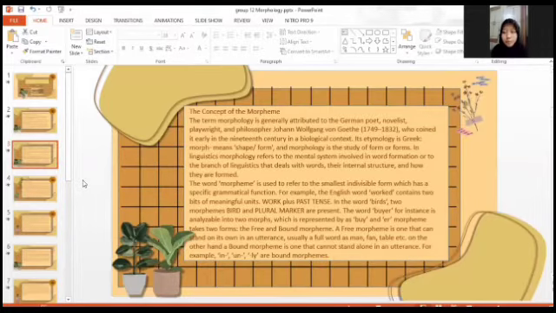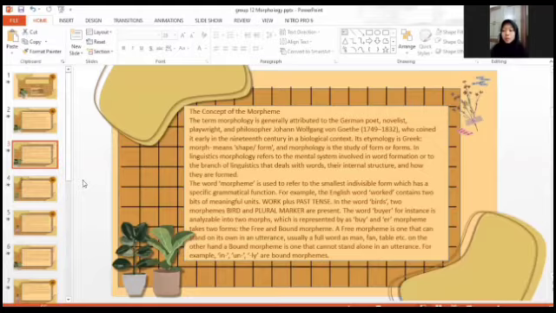The word morpheme is used to refer to the smallest indivisible form which has a specific grammatical function. For example, the English word orchid contains two bits of meaningful units. Verb plus past tense. In the word birds, two morphemes, bird and the plural marker, are present. The word buyer, for instance, is analyzable into two morphemes, buy and the suffix er. Morphemes can be divided into free and bound morphemes.